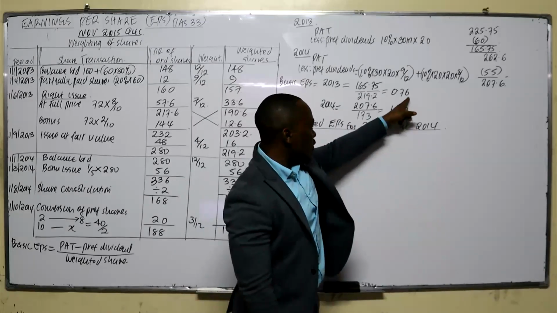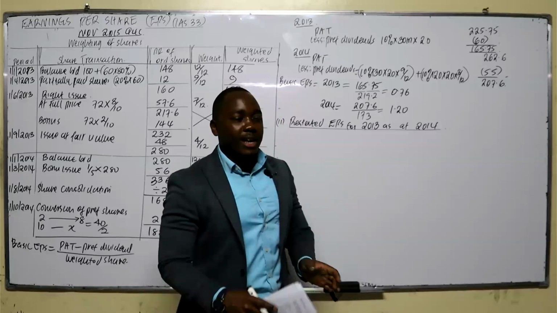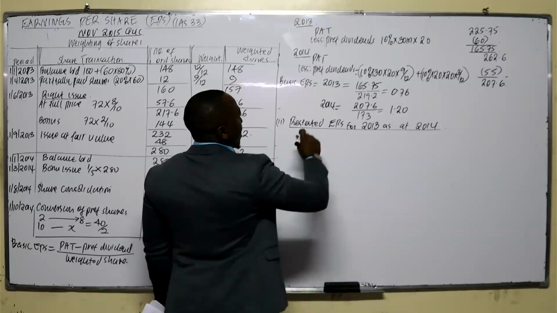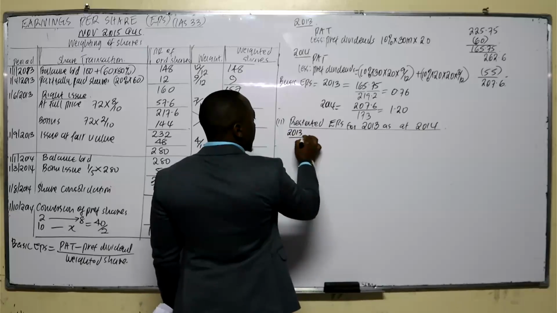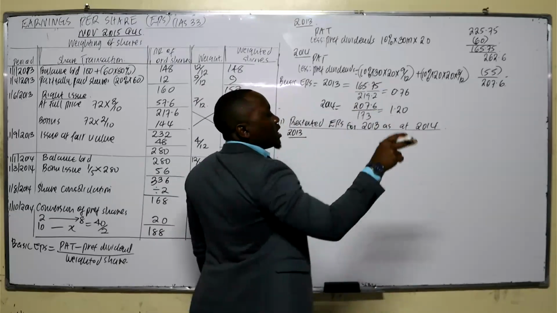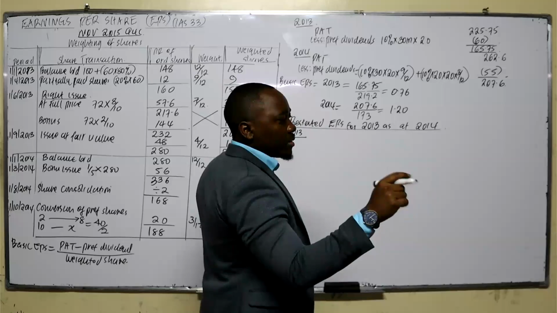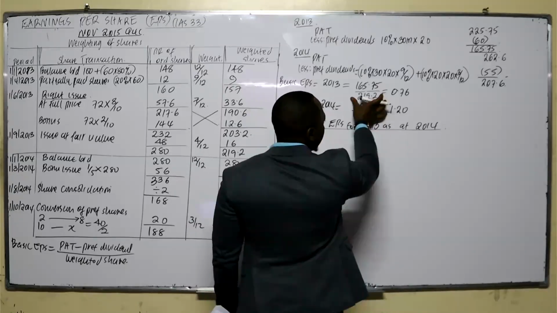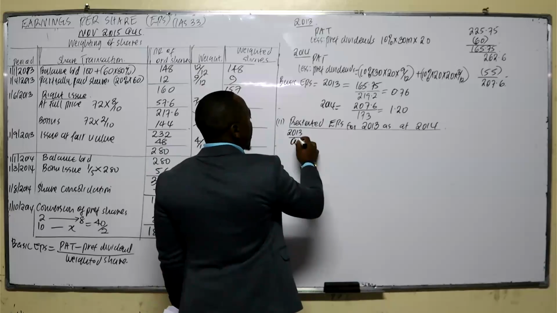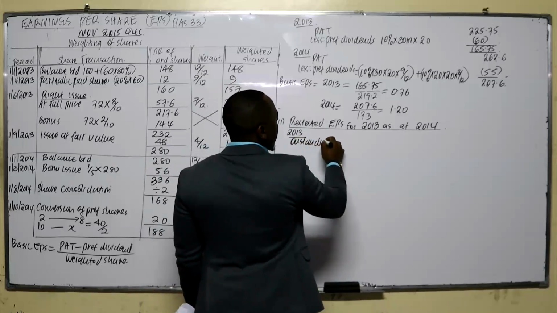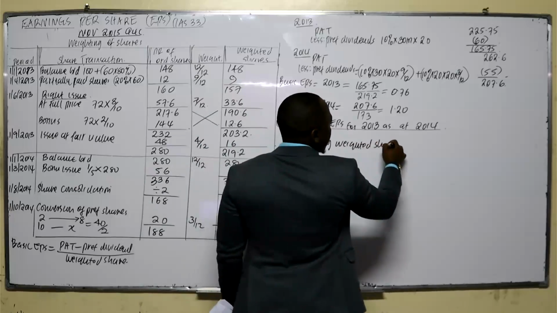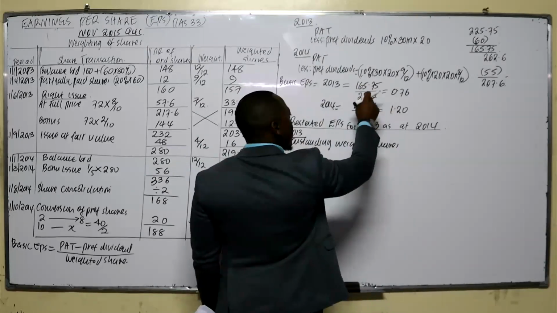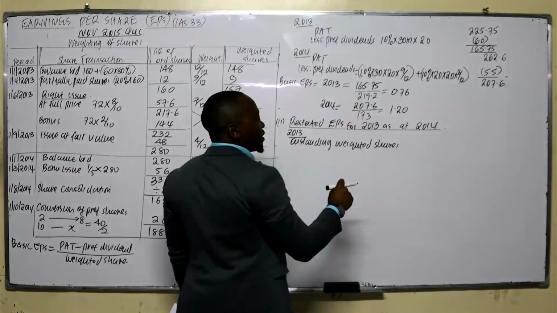You don't just show this. You need to do some adjustment. And how do you adjust that? We are adjusting the one for 2013. Earnings does not change. So what affects the EPS will be the number of shares. So you take the outstanding weighted shares. So you're saying that the earnings does not change. What we need to adjust is the number of shares for 2013.